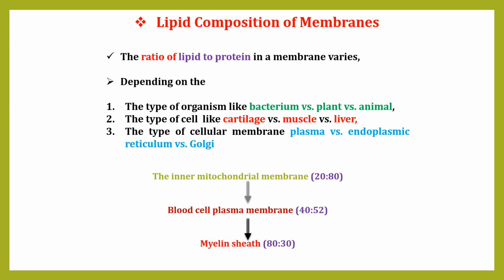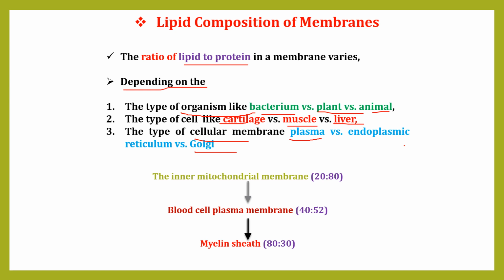Okay, so next is the lipid composition of membranes. The ratio of lipid to protein in membranes varies depending on, first, the organism, the type of organism like bacterium, plant and animal. Second is the type of cell, which sorts of cell, for example cartilage, muscles and liver. Next is the cellular membrane, for example plasma membrane, endoplasmic membrane or Golgi apparatus. So this lipid to protein ratio varies.